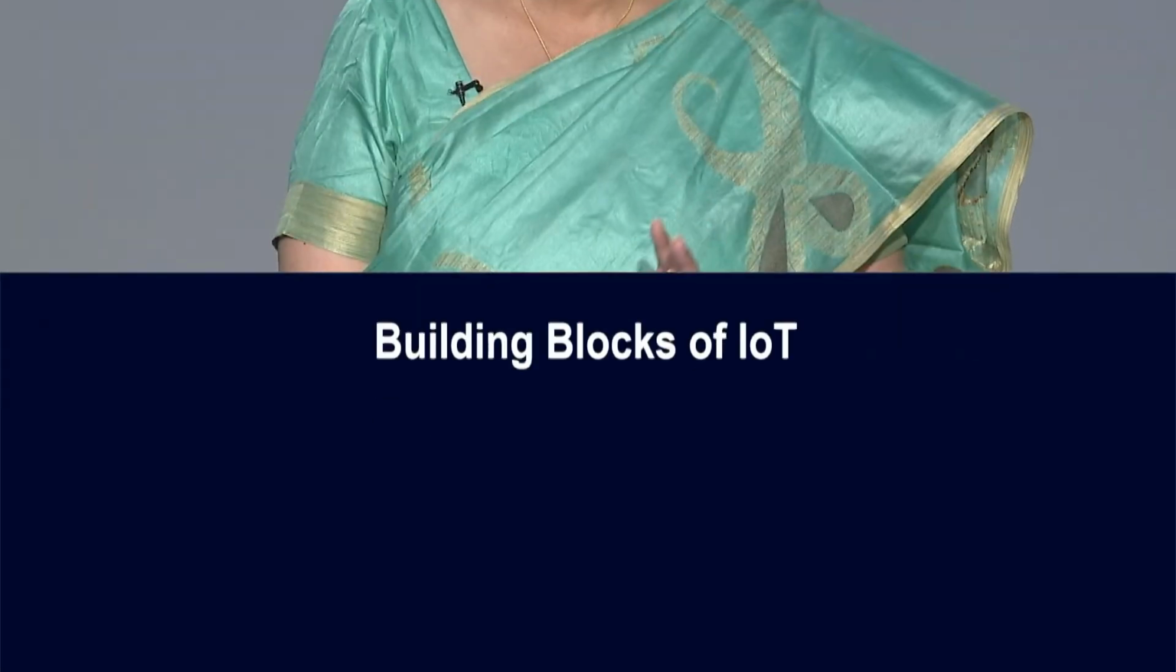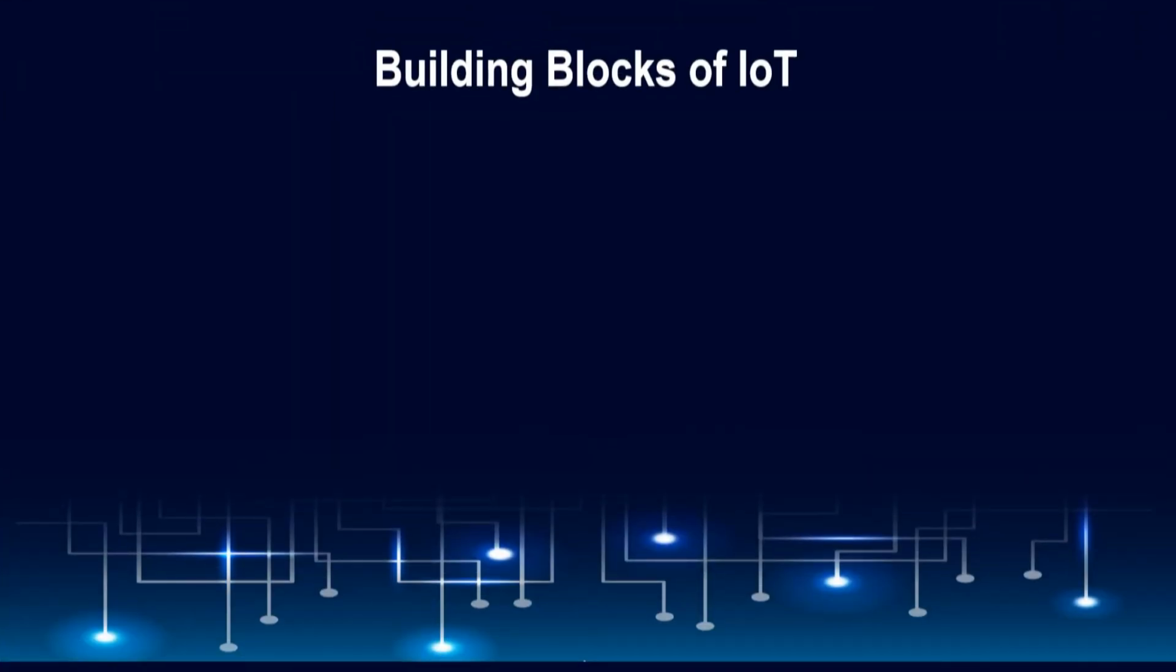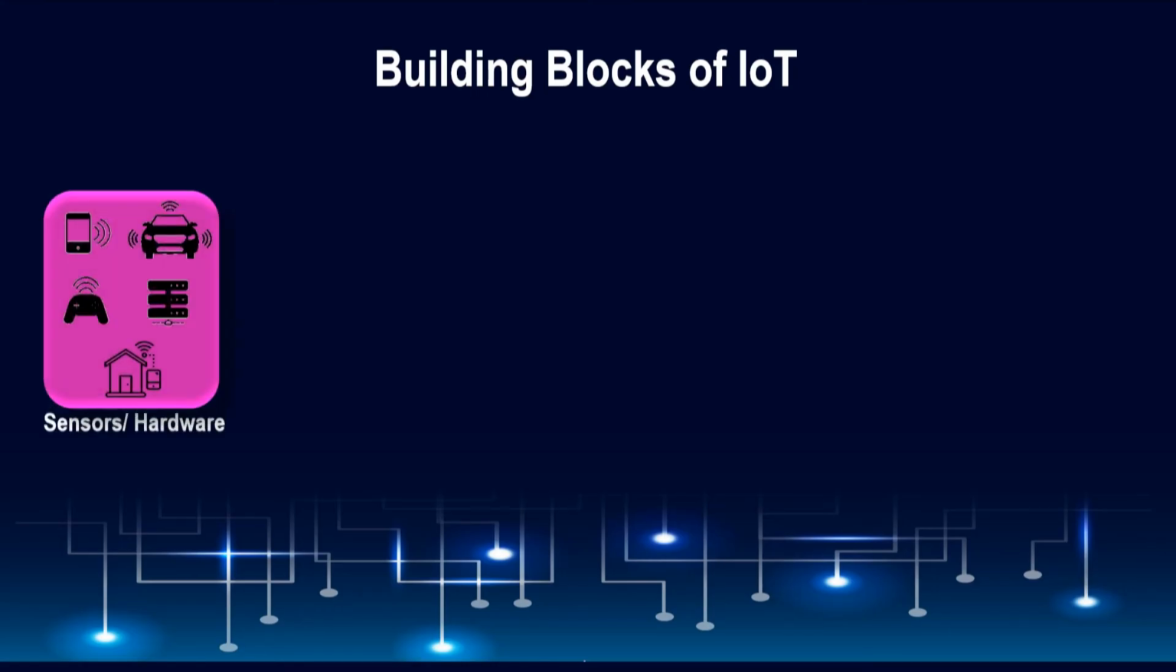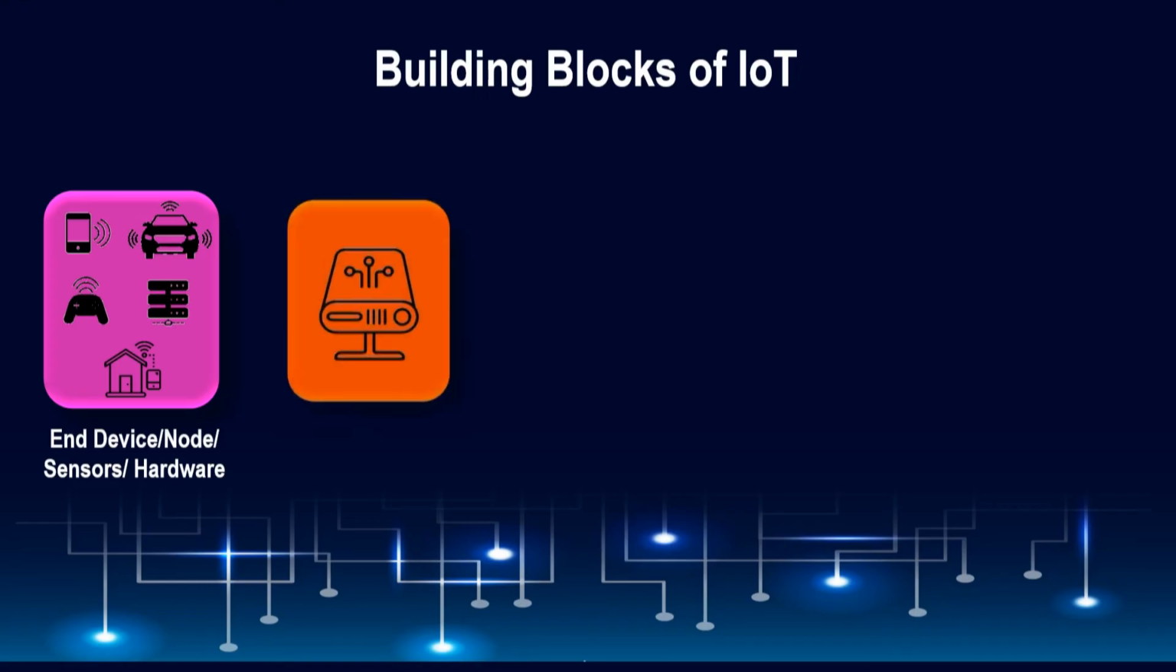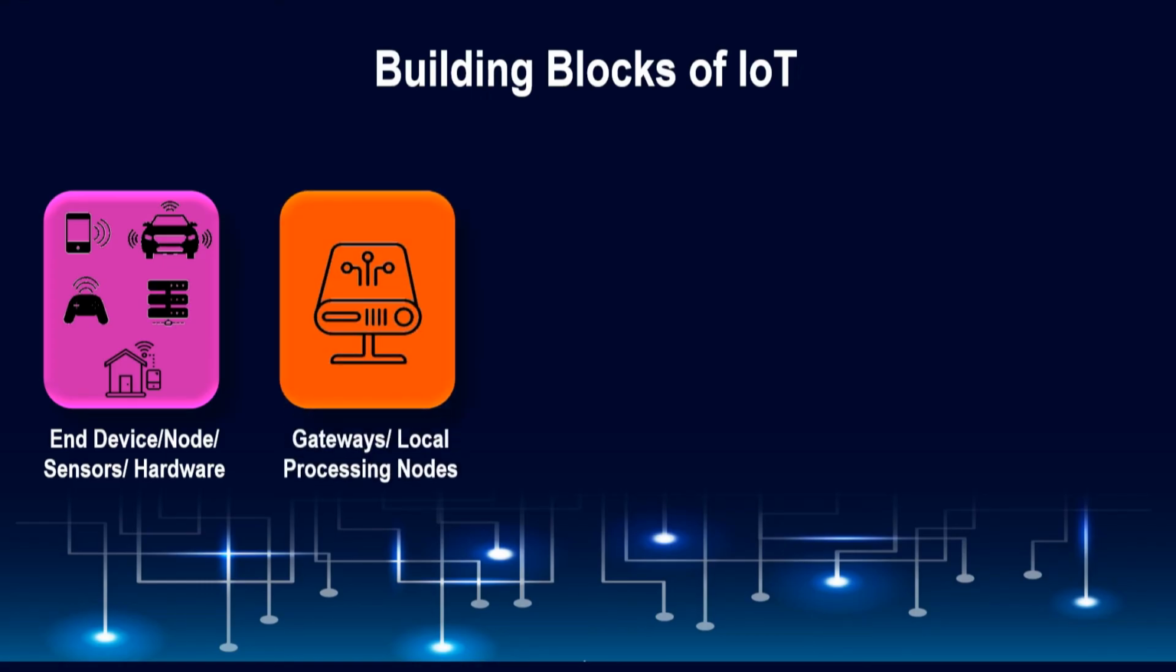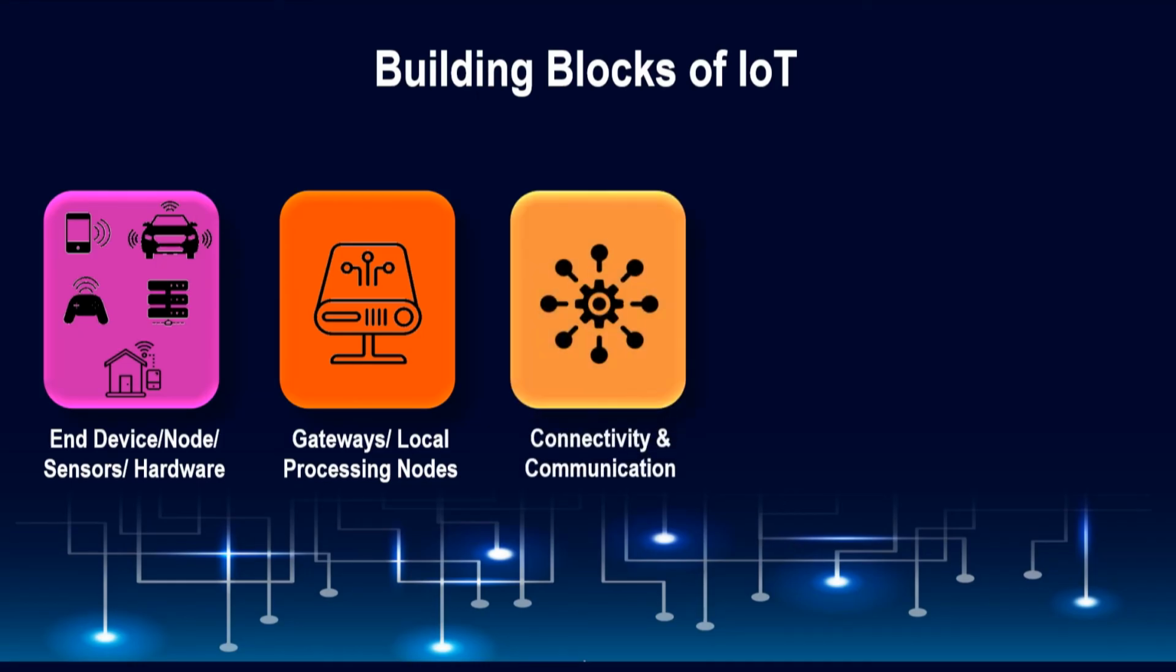Now, the final is your building blocks of IoT. So, if we compare with the layers, what are the basic blocks of IoT? One is, as I have told, devices, which are very much important. So, end devices or nodes or sensors or hardware. Next important block is your gateways or local processing nodes, which are useful for networking purposes. Third one is your communication, that is connectivity and communication through Wi-Fi or through Bluetooth or through cloud, whatever you are using. Connectivity and communication is required in the main blocks.